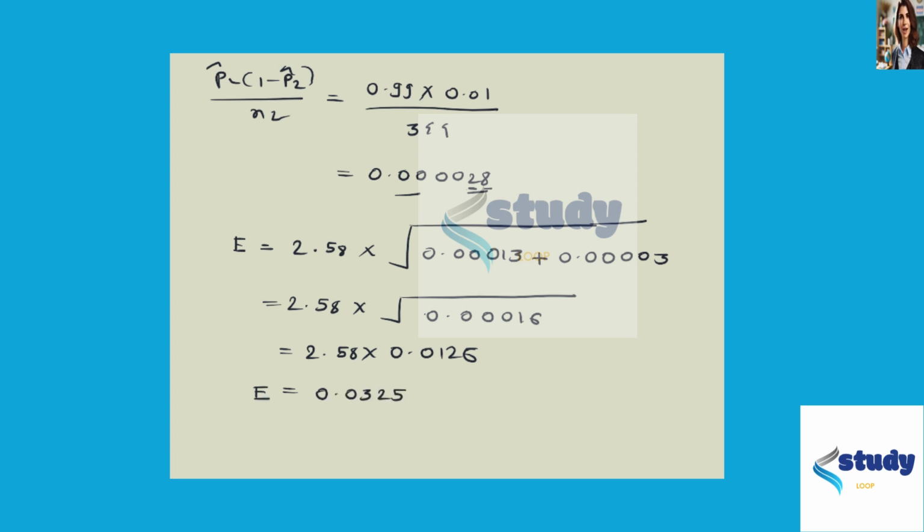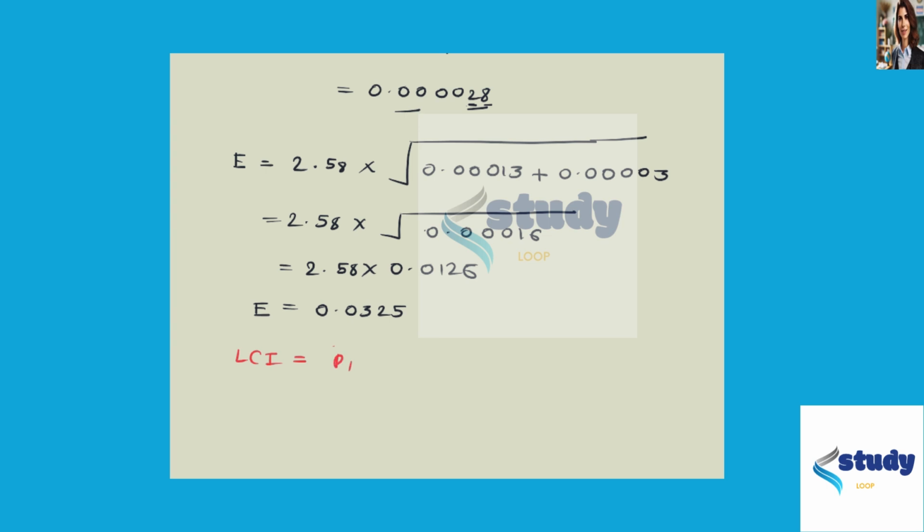After simplification we get margin of error equals 0.0325. Now the formula for the lower confidence limit is P1 hat minus P2 hat minus margin of error, and the upper confidence limit equals P1 hat minus P2 hat plus margin of error. All values are known, just put them here.